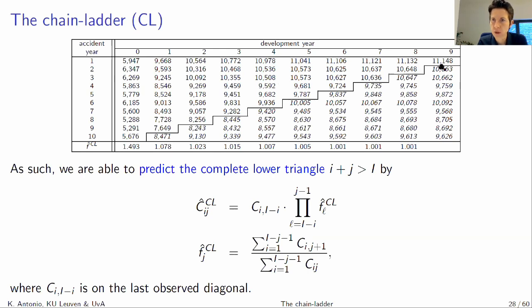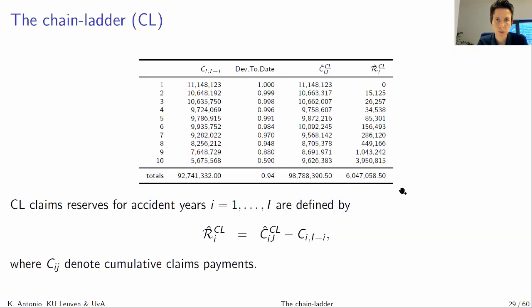How do I connect the reserve to that? Of course, these are cumulative amounts. So if you want to know, for instance, what the reserve is corresponding to the final accident year, then you need to make the difference between the ultimate claim amount and the claim amount observed so far. So the difference between these numbers is going to give you the outstanding amount, at least what you expect to happen for this outstanding amount. That's what I did over here. This is a nice wrap up of these chain ladder type of calculations.